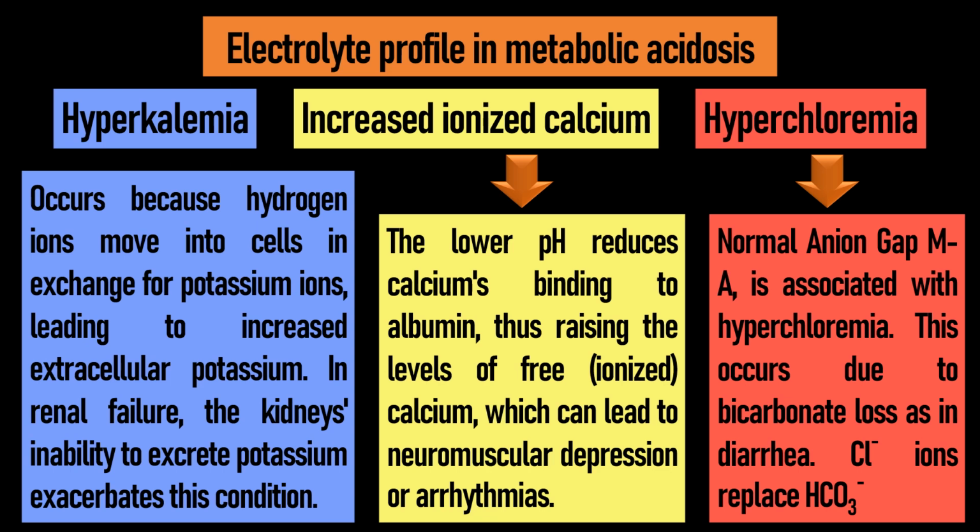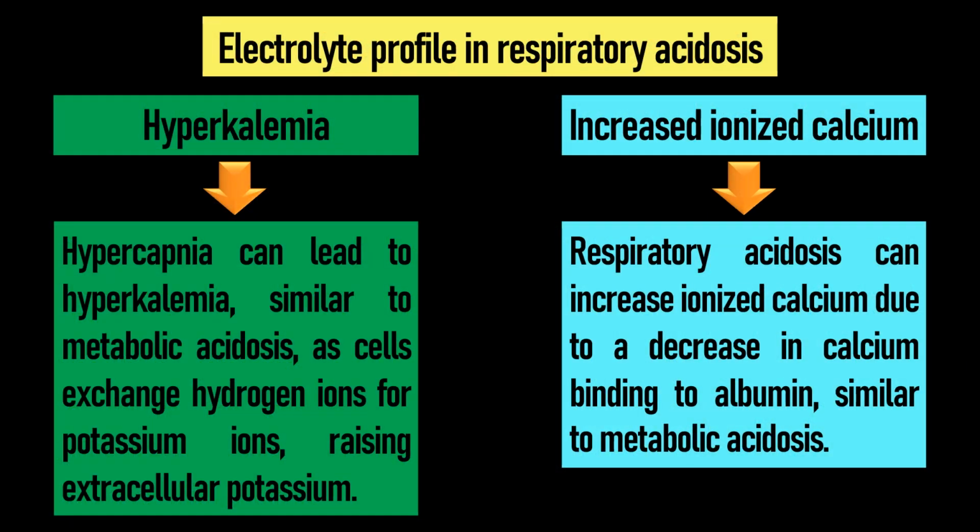This occurs due to bicarbonate loss, as in diarrhea, with chloride ions replacing bicarbonate to maintain electrical neutrality. What's the electrolyte profile in respiratory acidosis like? Well, there may be derangements in potassium and calcium levels in blood.